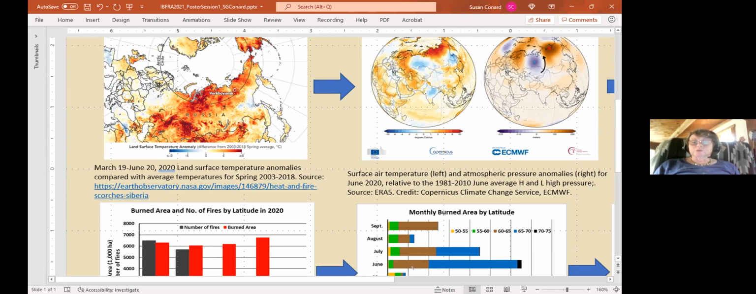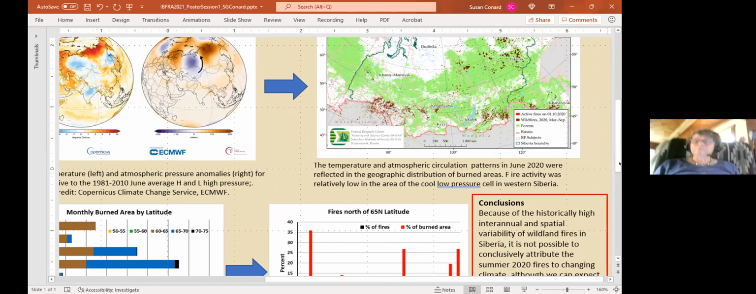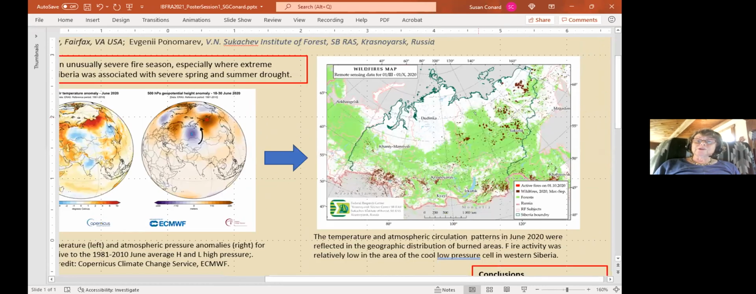And part of that was caused by upper atmospheric circulation patterns. You can see there's a very strong low here over the western part of Siberia and a high over the eastern part, and that's basically what drove the spatial patterns of the fires last summer. This map shows the burned areas for the summer of 2020, and you can see that the highest burned areas are all in this region, and in that area where there was a big low pressure, there was pretty much no fire.